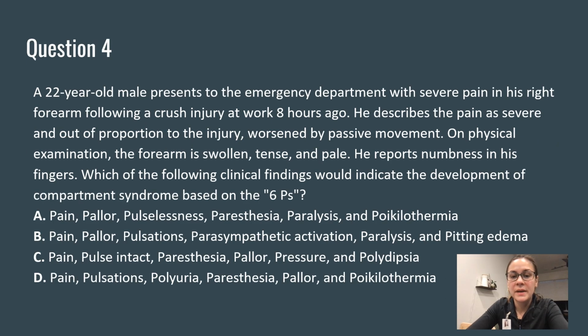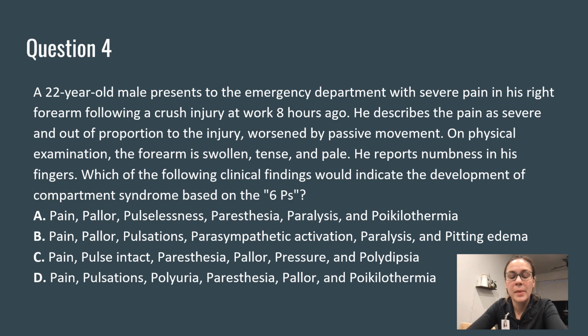A 22-year-old male presents to the emergency department with severe pain in his right forearm following a crush injury at work 8 hours ago. He describes the pain as severe and out of proportion to the injury, worsened by passive movement. On physical examination, the forearm is swollen, tense, and pale. He reports numbness in his fingers. Which of the following clinical findings would indicate the development of compartment syndrome based on the 6 Ps? A. Pain, pallor, pulselessness, paresthesia, paralysis, and poikilothermia.